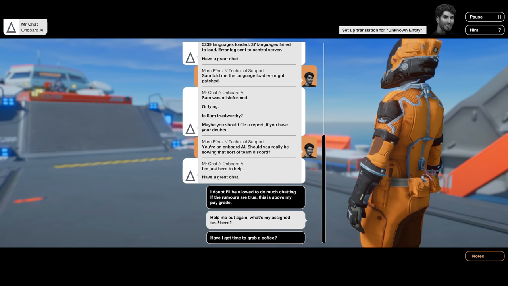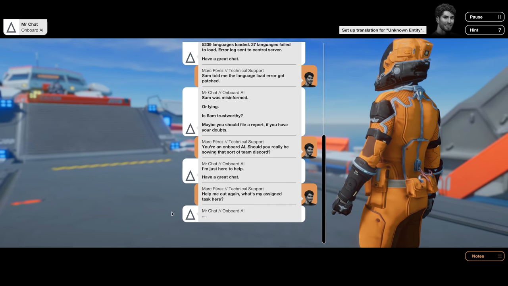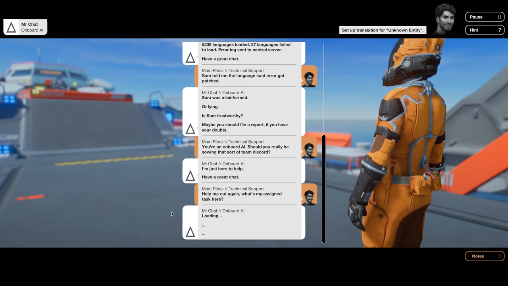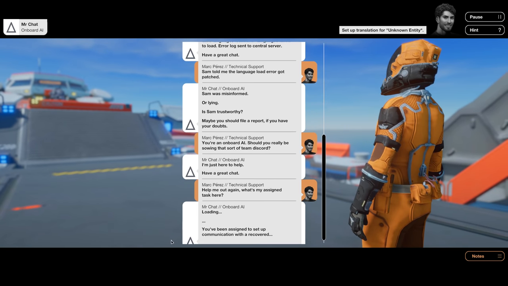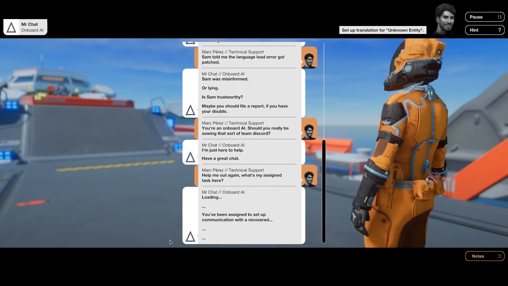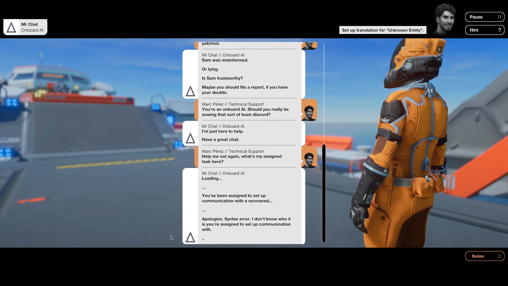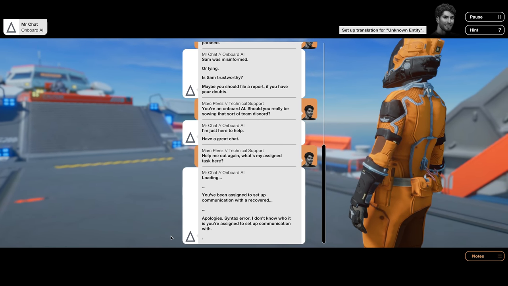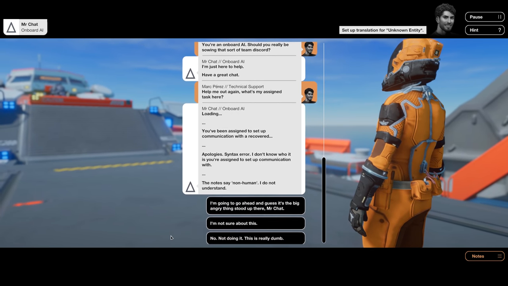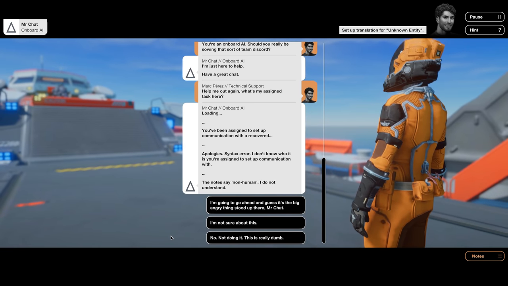Help me out again. What's my assigned task here? You've been assigned to set up communication with a recovered... Apologies, syntax error. I don't know who it is you're assigned to set up communication with. The notes say non-human. I do not understand.